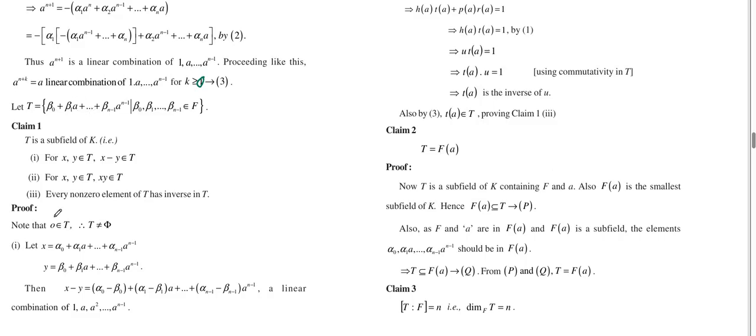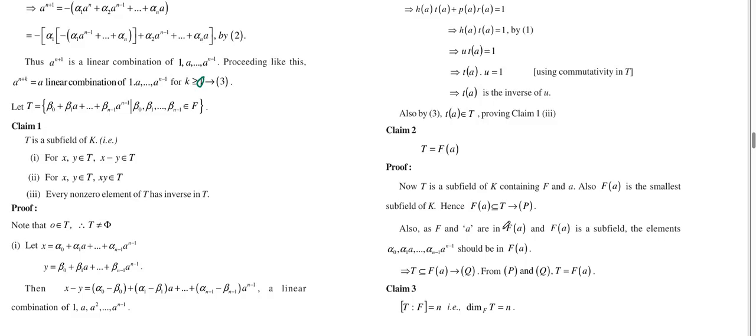T is a subfield, that's what we have now proved, of K. It contains both f and a. A is there. You can make the rest of them 0 and beta 1 to be 1, so that a will be there. And once you have this element a, you know pretty well that betas are present in f. So it is only the question of whether a is present. Yes, it is obviously present. So T is a subfield of K containing both f and a. But f of a is the smallest field which contains both f and a. So f of a must be contained in T.